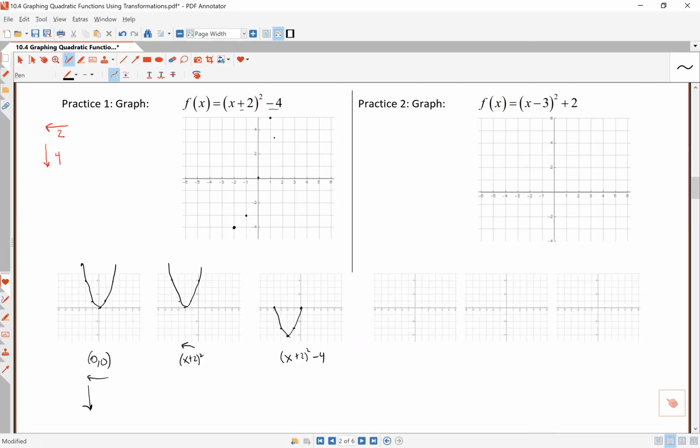You can check that by plugging in 1. 1 plus 2 is 3. 3 squared is 9, minus 4 is 5. Left 1, up 1. Left 2, up 4. And left 3, up 9. So now we say that the graph of f of x is obtained from the graph of x squared by shifting left 2 and down 4.